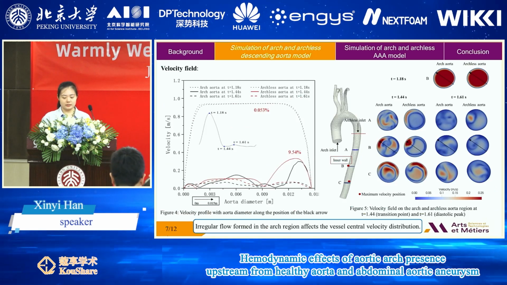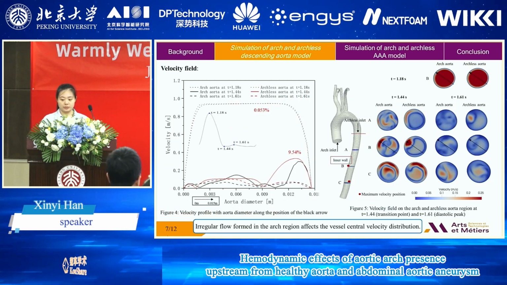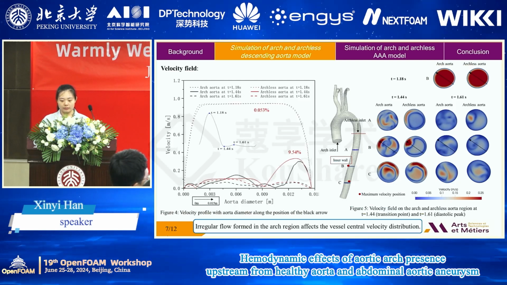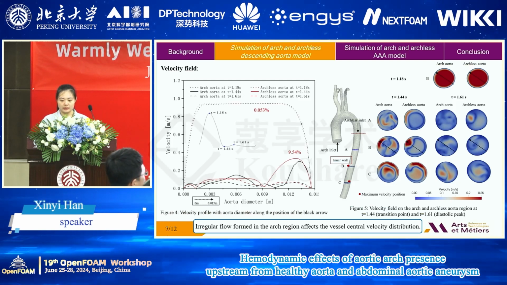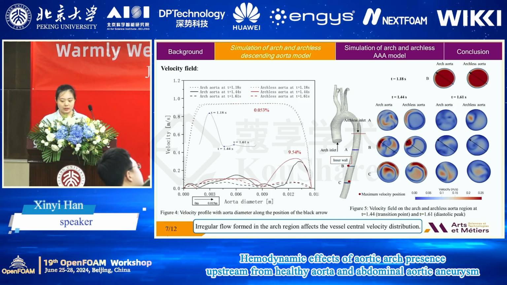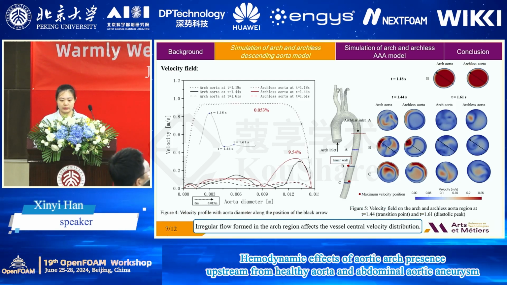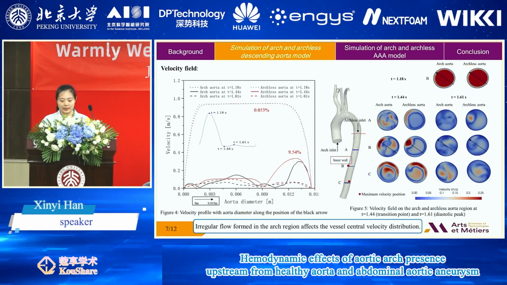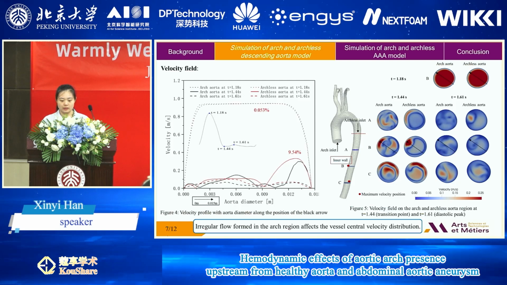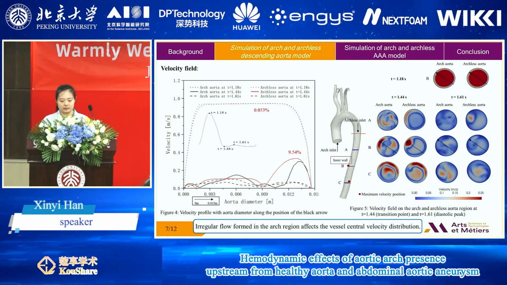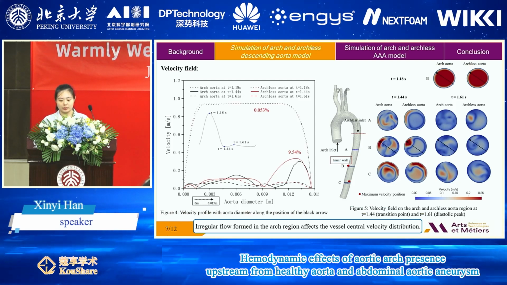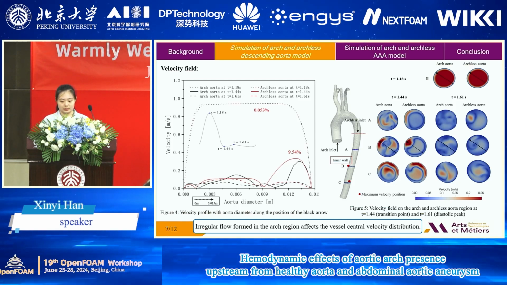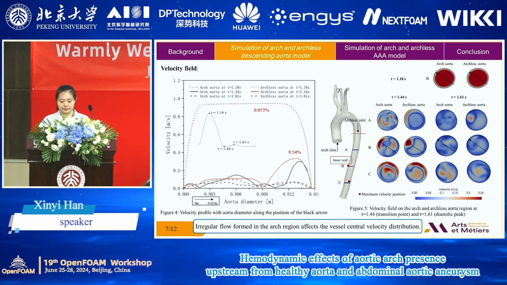Firstly, I analyzed the arch effect on velocity field in healthy aorta and plotted the curve of velocity with diameters at 3 different moments: the systolic peak, transition point, and the diastolic peak. The black lines are the velocity curves in the arch model, and the red lines are in the archless model. The velocity curves are in good agreement at systolic peak in arch and archless models.